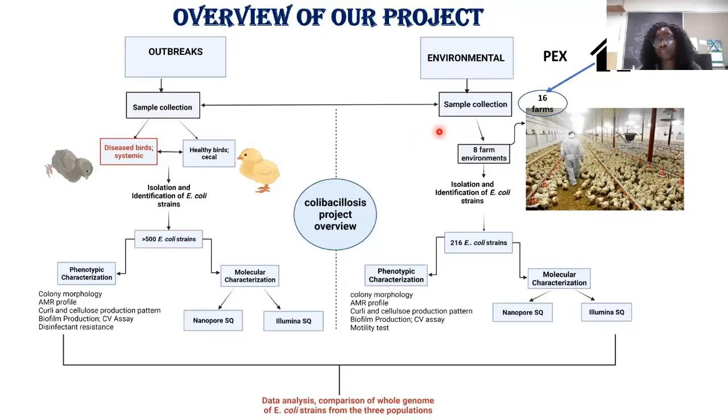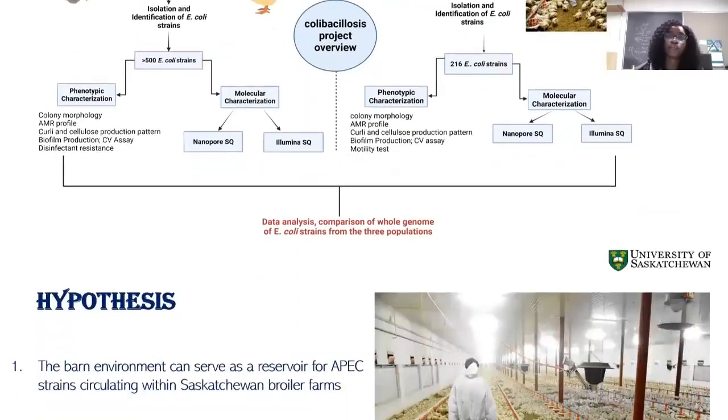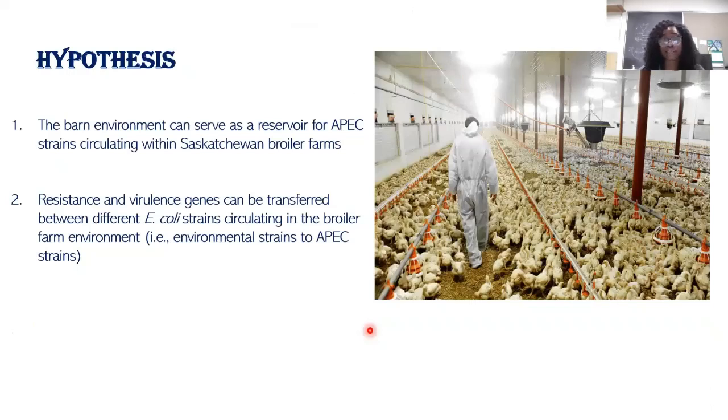We hypothesized that environmental sites could harbor these APEC strains that cause Colibacillosis. First, we noted the sites that could harbor APEC strains. We noted 8 sites, and then we collected samples from these 8 sites. As you could see from this overview, first we isolate E. coli strains from these samples, and then we phenotypically characterize them by conducting the antimicrobial resistance profile, checking their ability to produce curli and cellulose, which helps them to produce biofilm, and then checking the motility and the rest of them. So we hypothesize that the barn environment can serve as a reservoir for APEC strains circulating in Saskatchewan broiler farms.